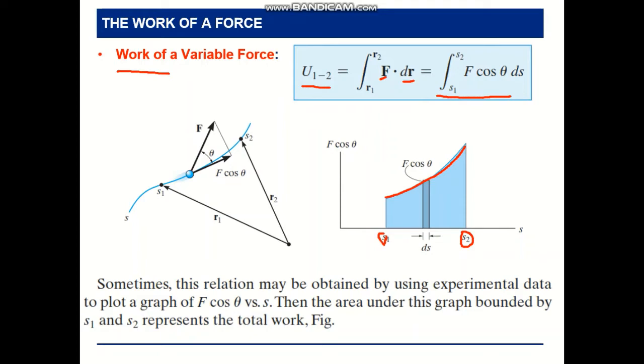Sometimes this relation may be obtained by using experimental data to plot a graph of F cosine theta versus s. Then the area under this graph bounded by s1 and s2 represents the total work, as the figure shows. But here it is a curve, so it is hard to calculate the area. If it has a rectangular shape and we know the height, we can divide it into one area and a second area, and then calculate the energy without any integral calculations.